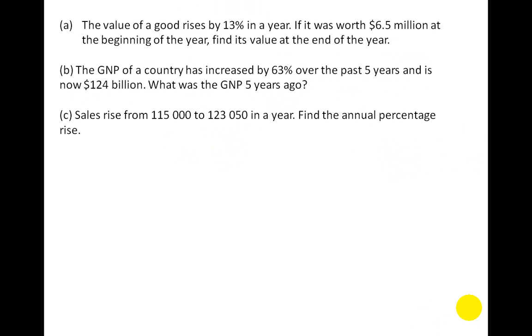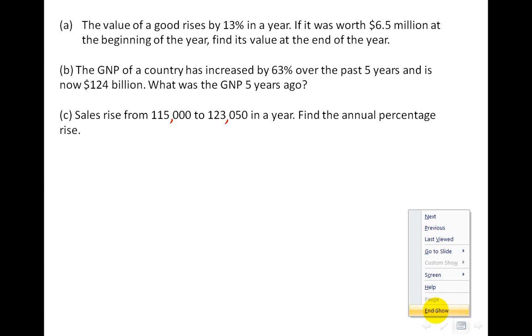Second question. The GNP of a country has increased by 63% over the past 5 years and is now $124 billion. What is the GNP 5 years ago? Okay, C. Sales rise from 115,000 to 123,050 in a year. Find the annual percentage rise. Okay, try these questions. If you have any doubt, you can ask me.